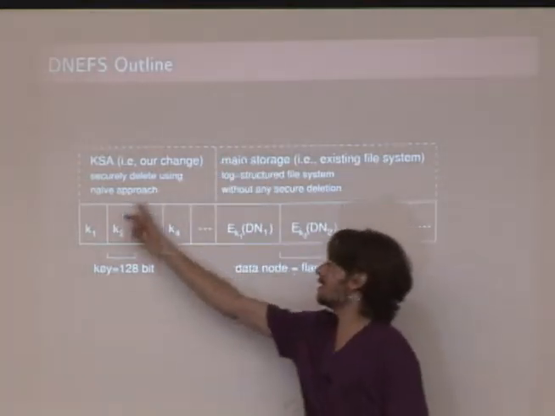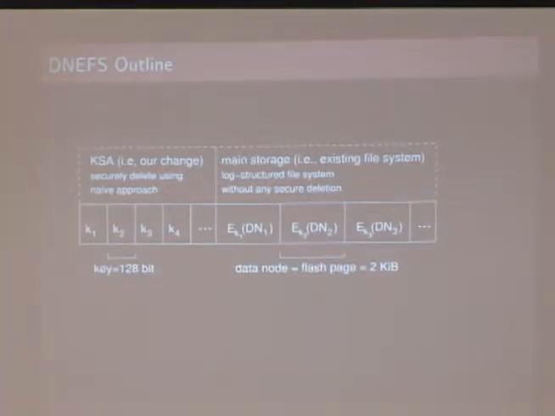What we've added is this KSA. And this we do not treat as a log-structured file system. Instead, we're very careful to securely delete anything that we want from the KSA, and we do it using the naive approach. We copy the keys we want, we don't copy the keys we don't want. And as I mentioned before, the efficiency comes from the disparity between the size of the entry in the KSA and the size of an entry in the main data storage.